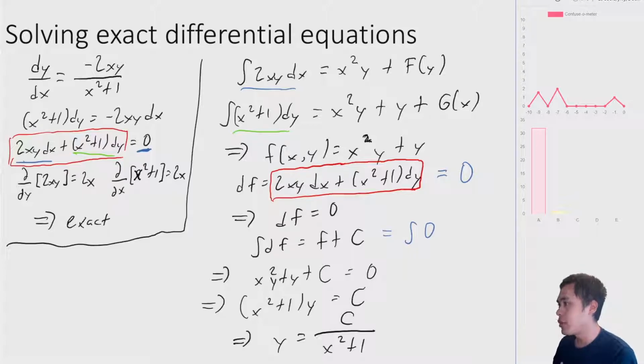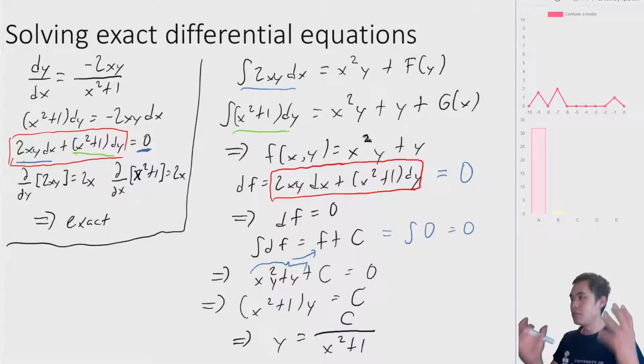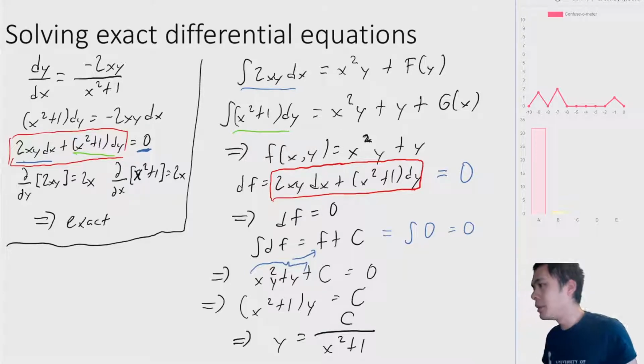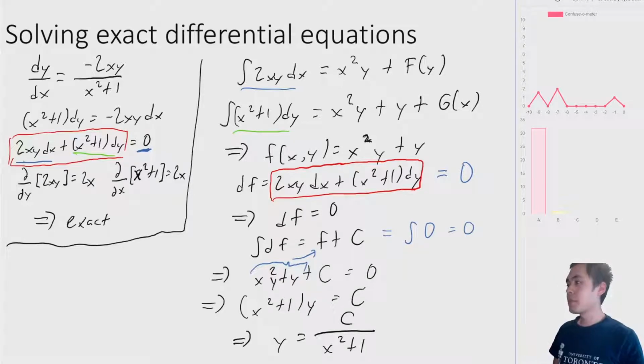And if you take the integral of 0, that just happens to be equal to 0. And so therefore you're left with f plus c, so this entire thing is f plus c is equal to 0. And after that, it's just a matter of manipulating it algebraically. Okay, so hopefully that made sense. This is going to be one of the more difficult concepts that we're discussing.